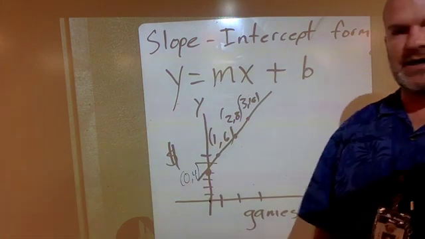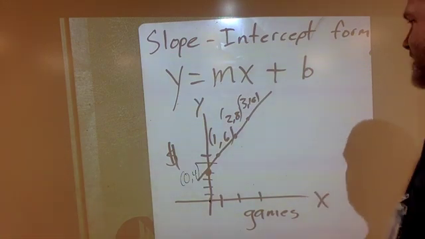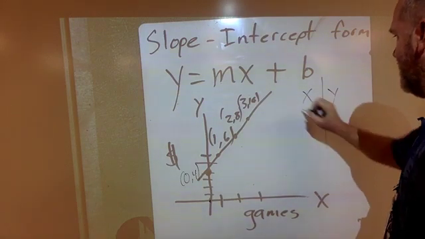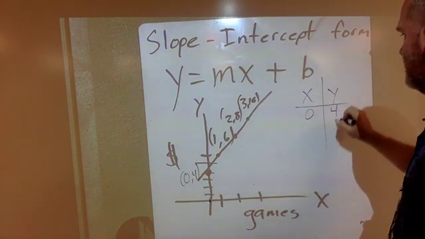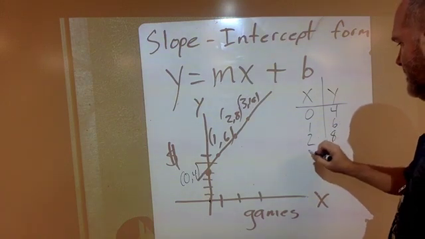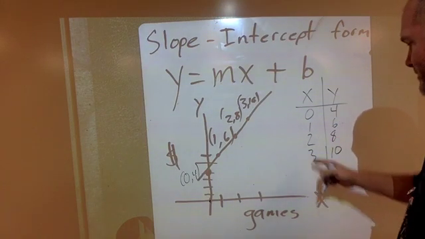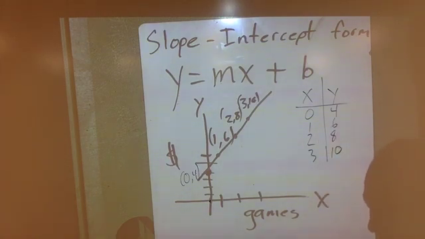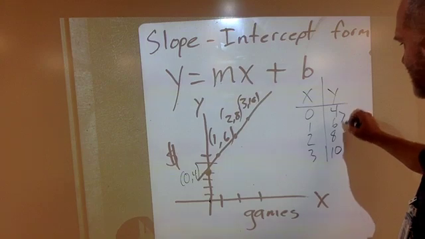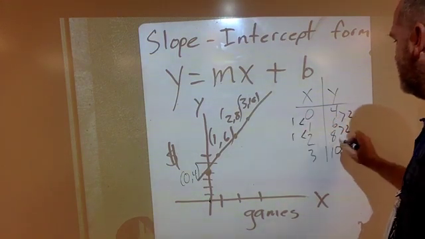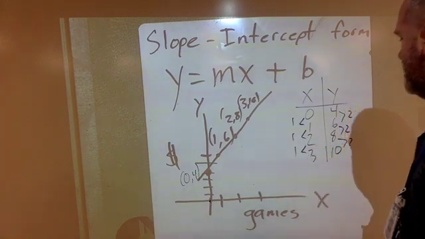Now on the last test, we found rate of change. You could put these points into a table. You could say X is games played. If we don't play any games, we spend $4. If we play 1 game, we spend 6. 2 games is going to cost us 8. 3 games, we spent $10. So on and so forth. What's the rate of change here? You could go between any 2 numbers here, and it's 2 and 1, 2 and 1, 2 and 1.